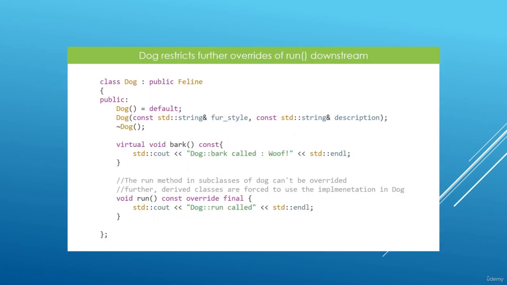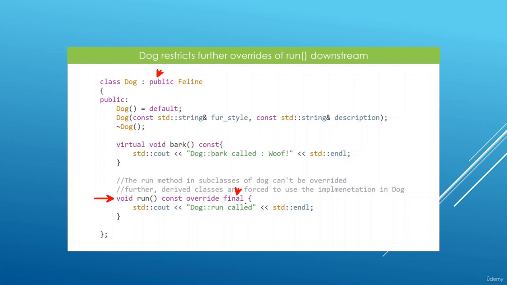Now, here is a possible implementation for the dog class, which is going to be inheriting from feline publicly as we see here. But take a look at the run method we are setting up in dog. We are appending a final specifier, and what this is going to mean is that no downstream inheriting class will be able to override the run method further. This is what we can achieve.